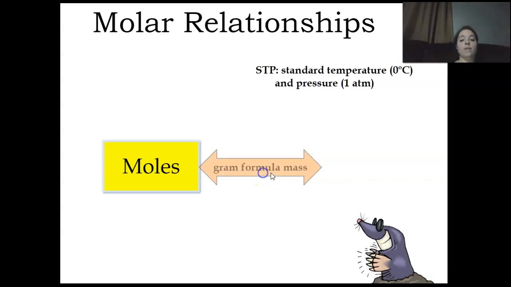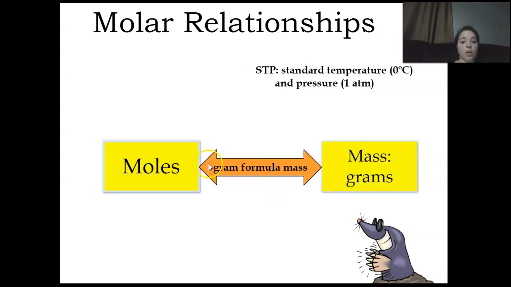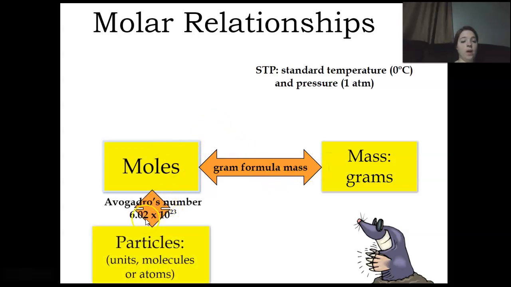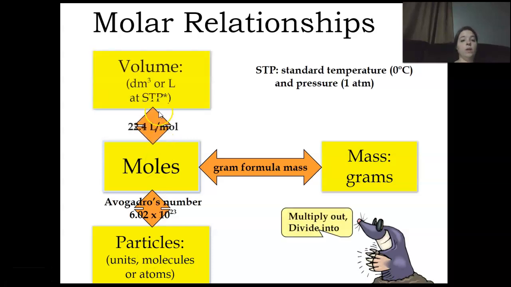So taking it a step further, we're going to have molecular relationships. So this is where you have MVP. Here's that gram formula mass, goes back and forth. And then you have particles, the P part. And then you have the volume, MVP.